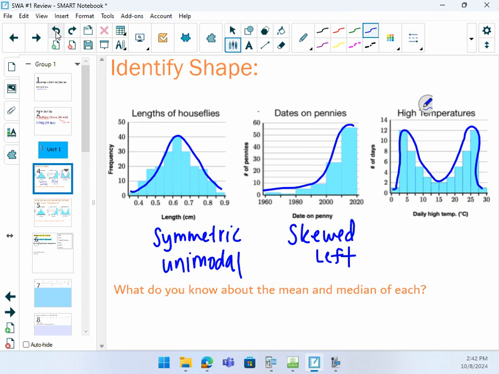And, oh shoot, so sorry. This one was symmetric. And you could fold it in half right there, and it has two peaks, so we could say that it is bimodal.